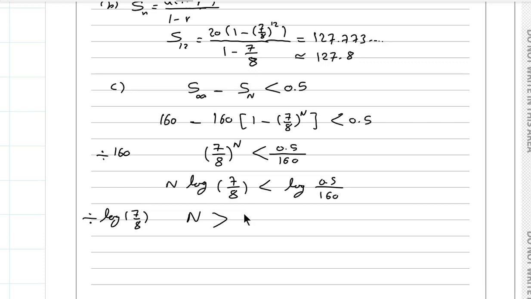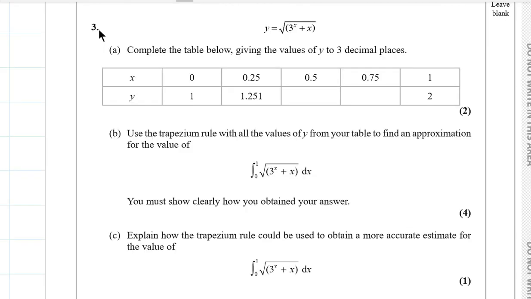It will be logarithm half divided by 160 over logarithm 7 over 8, okay. After calculating it we can see that n, as you know, n should be a natural number, so it'll be 44, okay.